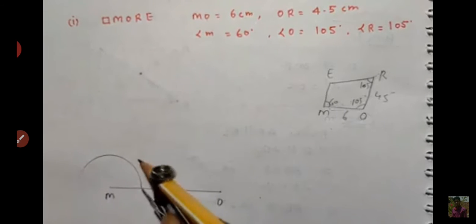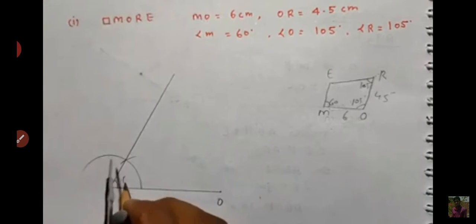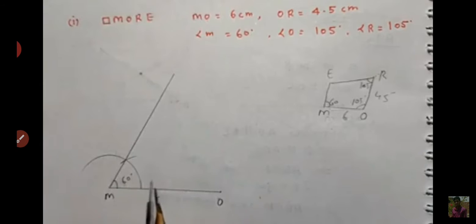and taking an arbitrary radius, draw an arc. And from the same arbitrary radius that you have taken, you have to cut the arc. That is your 60 degree. Draw a line of 60 degree. Understand? This is your 6 centimeter.